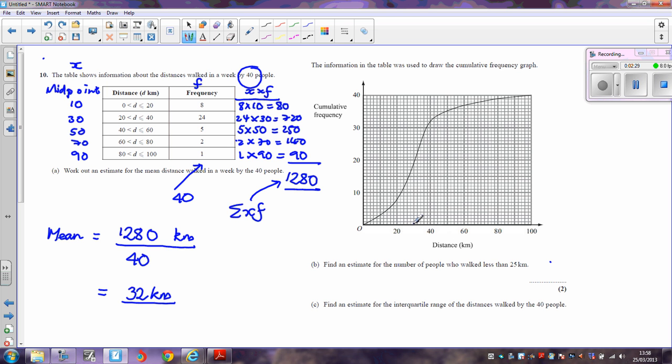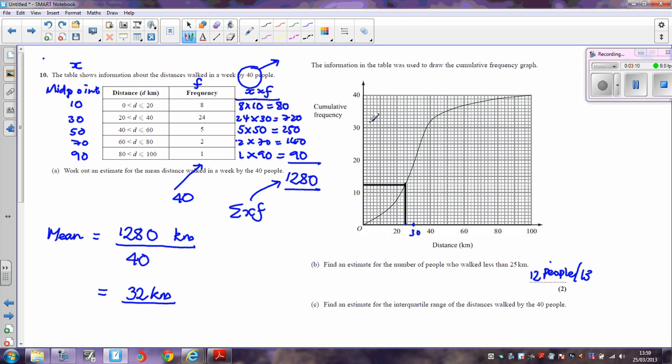So what you need to do is find 25 kilometers. Well, that's 30 kilometers. 25 kilometers is here, halfway between 20 and 30. And the best thing to do there is if you can draw a line. So I'm going to draw a vertical line up to the graph, which is there. And then I go across like that. You can't see it particularly clearly, but it comes out as about somewhere between 12 and 13. So you would be allowed to have either 12 people or 13 people, 12 or 13 people.